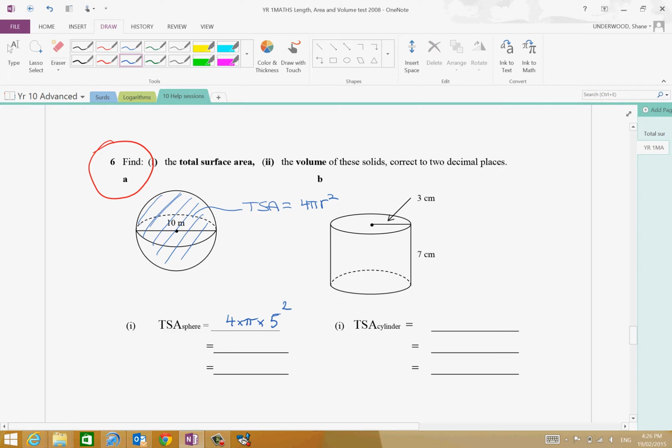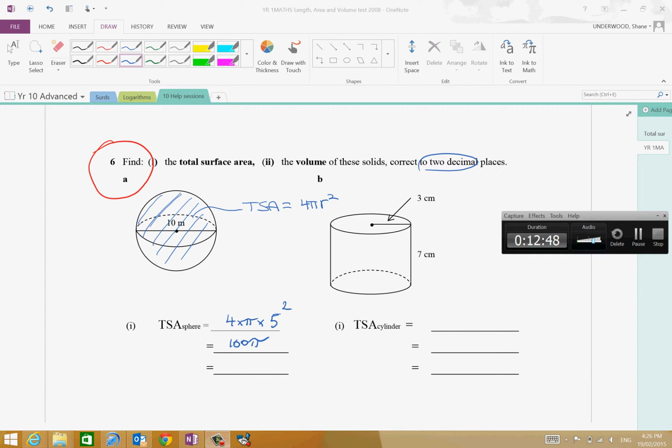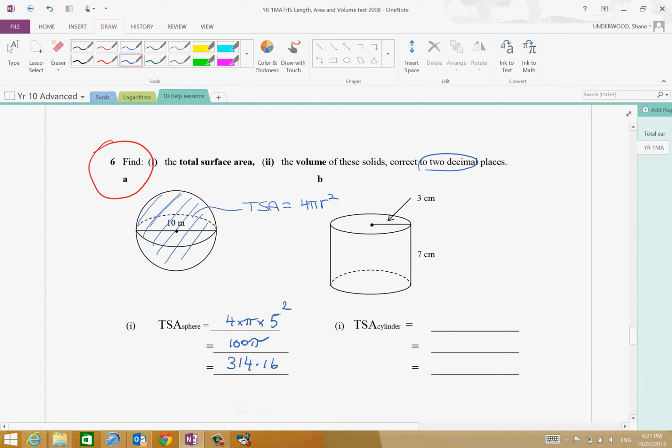Now, let's try to leave things in exact values. 5 squared is 25. 25 times 4 is 100. So that's going to be 100 pi. And it says here correct to 2 decimal places. So can you please tell me what 100 pi is correct to 2 decimal places? Okay, so you'll notice that it's 314.16, so we're looking at the third decimal, 0.159, and rounding the second up.